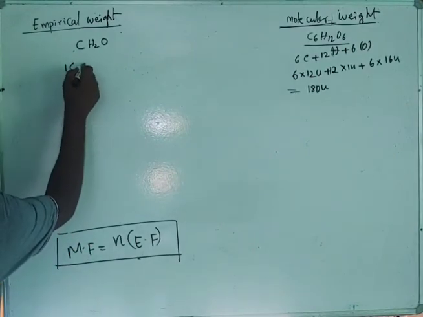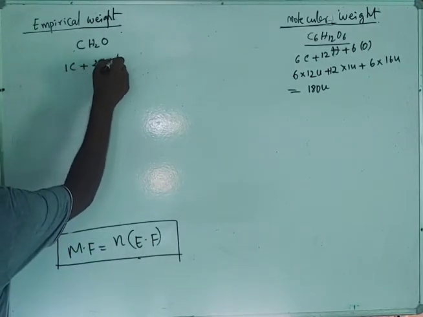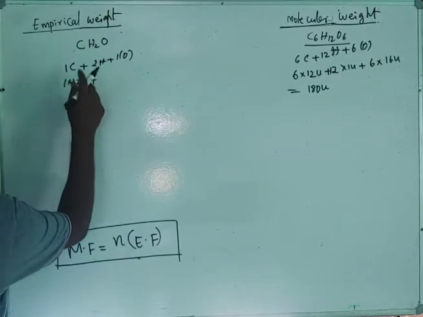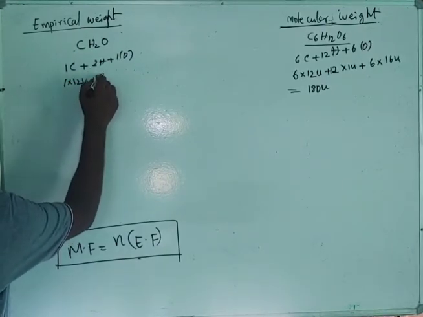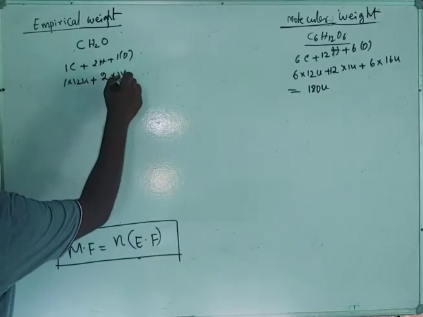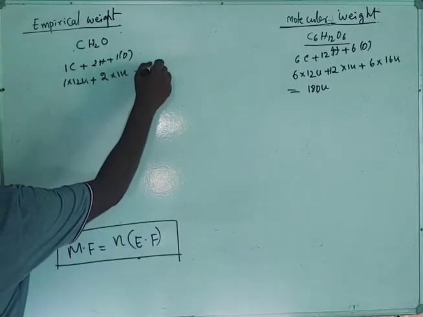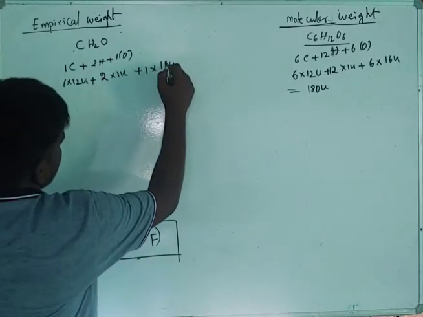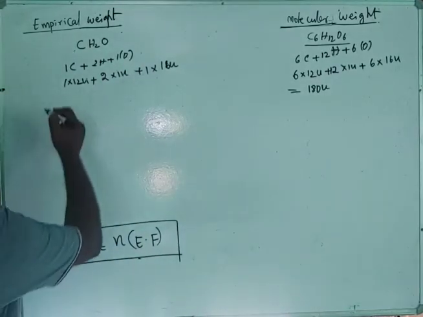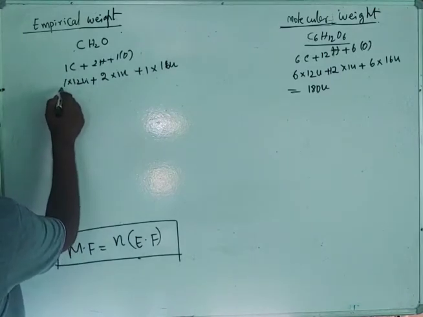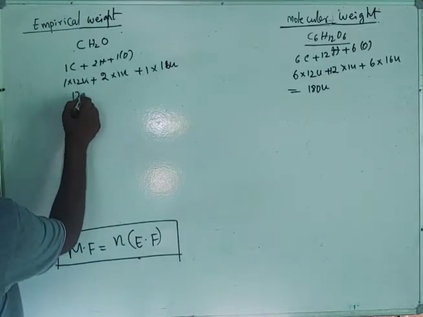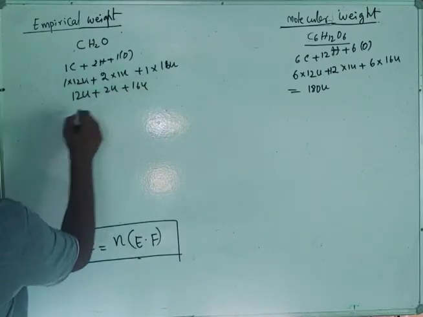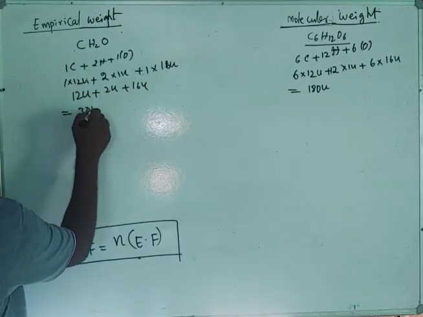There is 1 carbon, 2 hydrogens and 1 oxygen. So carbon mass is 12U and 2 into 1, hydrogen weight is 1U, and oxygen weight is 16U. Now if you add them, 1 into 12, 12U plus 2U plus 16U, which is equal to 30U.